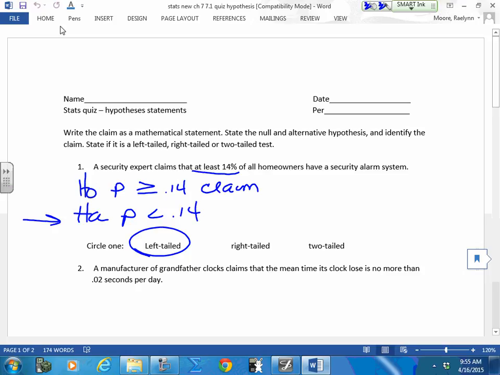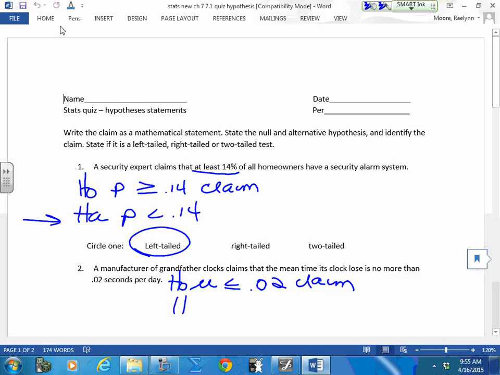Okay? Second one. Dan, read the second one, if you would. A manufacturer of grandfather clocks claims that the mean time its clock moves is no more than 0.02 seconds per day. Okay, so what's your claim? The mean is less than or equal to 0.02. Good. This is the claim, and this is the H0. Why is it the H0? Because of the equal to sign. Good.